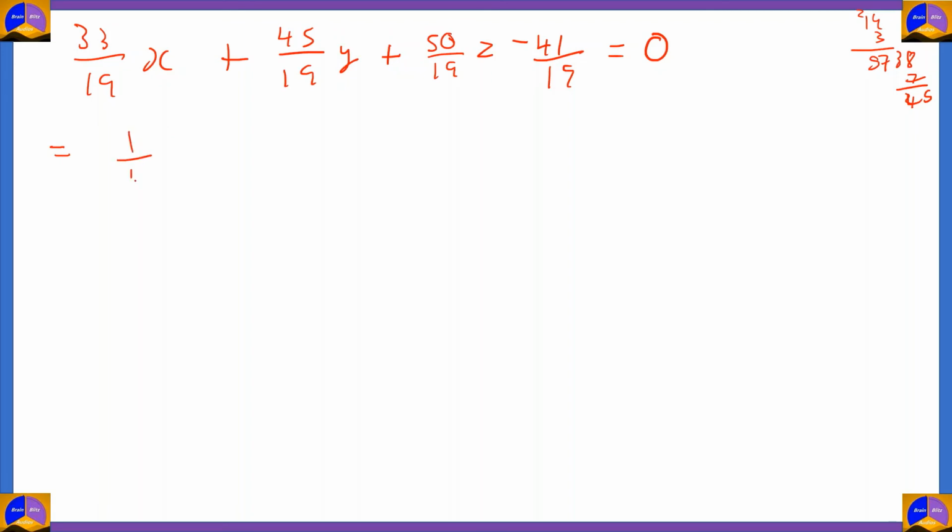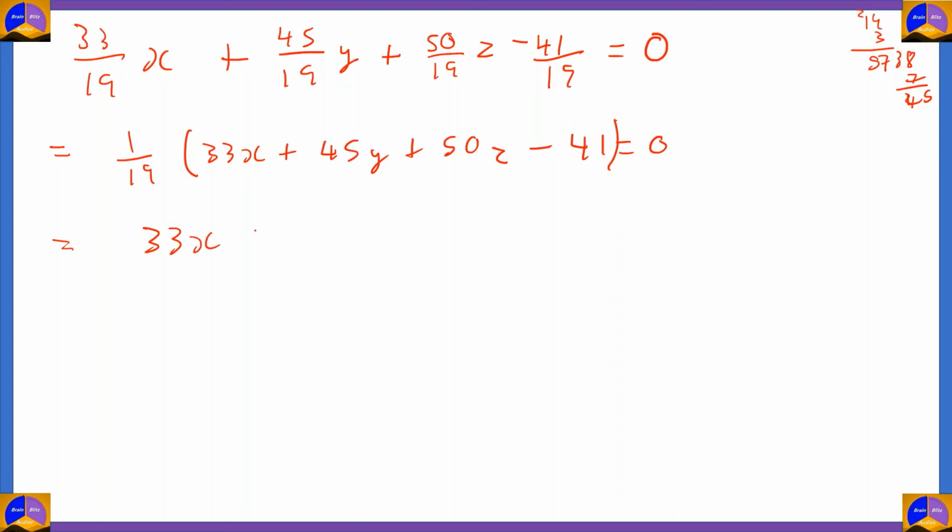So let's take 1 by 19 out. So it's 33x plus 45y plus 50z minus 41 is equal to 0. So let's take 1 by 19 to the right-hand side. So 19 times 0 will still be 0. So our equation is 33x plus 45y plus 50z minus 41 is equal to 0.